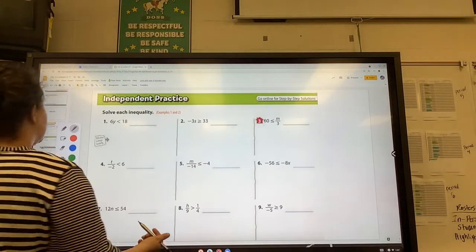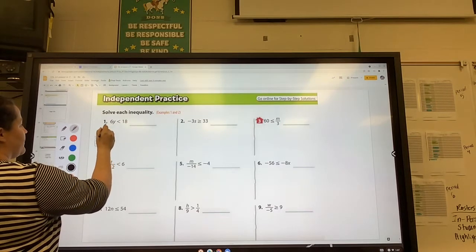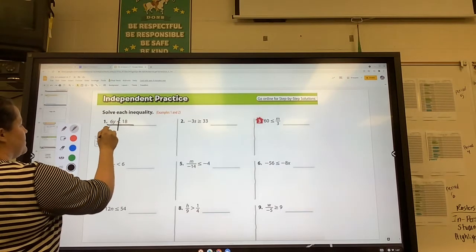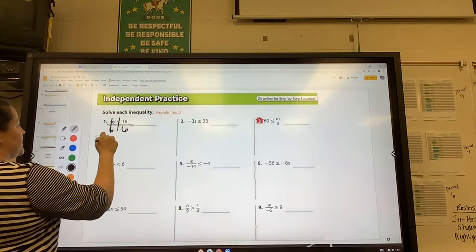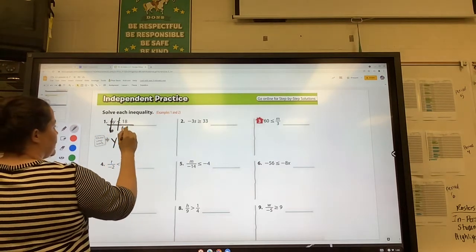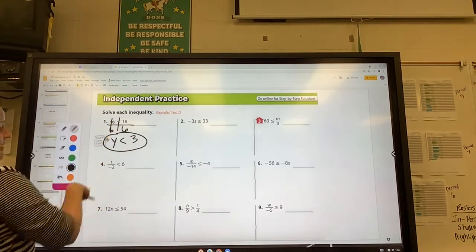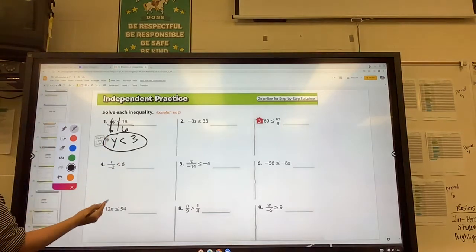Okay, I'm gonna go through these. 6 times y, to get rid of it, we divide both sides by 6. The 6's cancel. Y is less than 18 divided by 6, which is 3. We don't have to flip the sign because there's no negatives. We'll just go down and keep going.